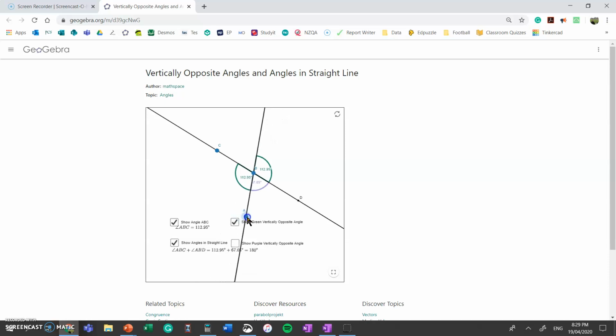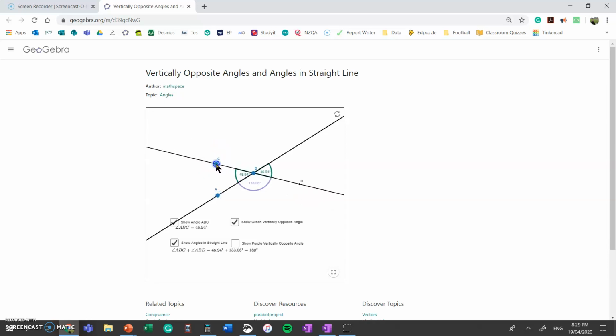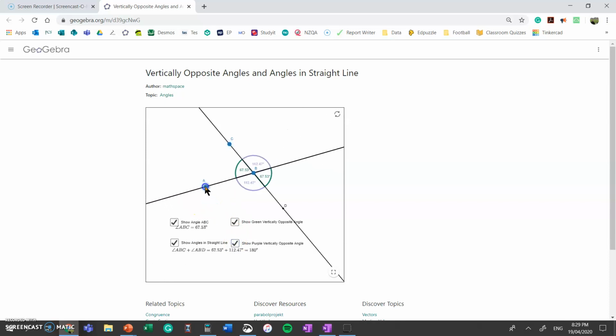that the angle on the opposite side of the line mirrors what's happening below the line. So that's why they always stay the same. And it doesn't matter if I move this line or this line, the greens are always the same. And if I add the purples in, we end up with the same value. So the key thing to remember is that vertically opposite angles are equal in size.